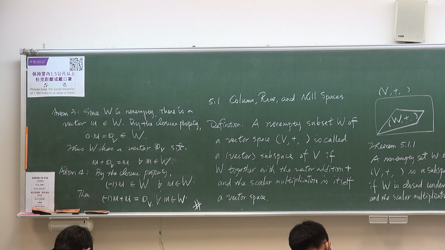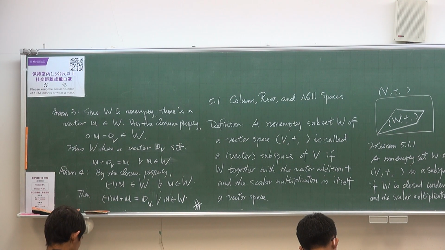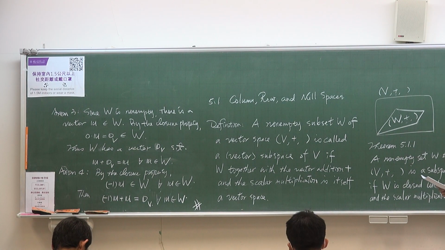Okay, so a sufficient condition for a non-empty subset W to be a subspace of V is that W is closed under vector addition and scalar multiplication. So it's easy to check. Any questions?